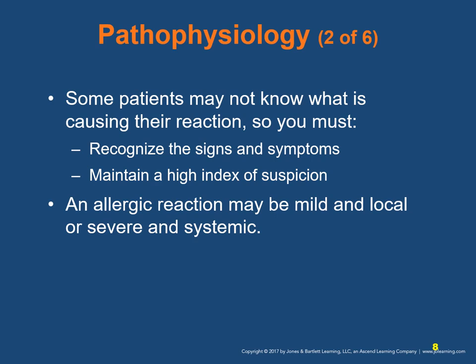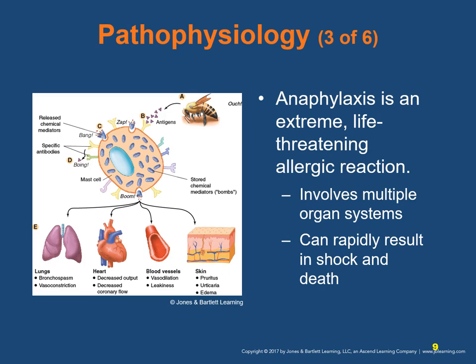An allergic reaction may be mild and local, characterized by itching, redness, and tenderness, or it can be severe and systemic, which is a condition known as anaphylaxis. Anaphylaxis is an extreme, life-threatening allergic reaction. It involves multiple organ systems. In severe cases, it can rapidly result in shock and death.